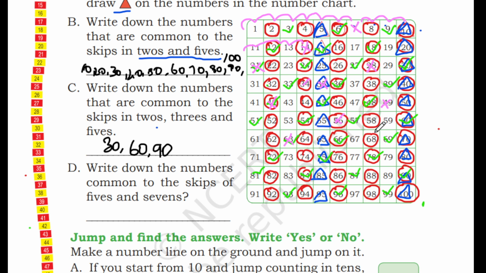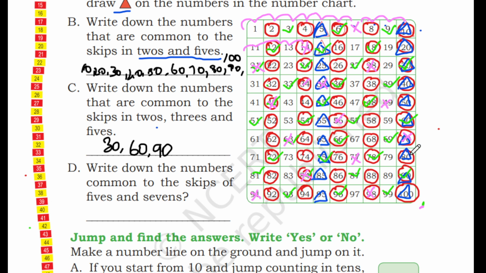We have 70. From 70 we have 77. 7 11s are 77. Then we have 84. We have 91. So from here 7 steps, 1, 2, 3, 4, 5, 6, 7. We reach 98. So again another 7 steps. We do not have a number after 100 here.